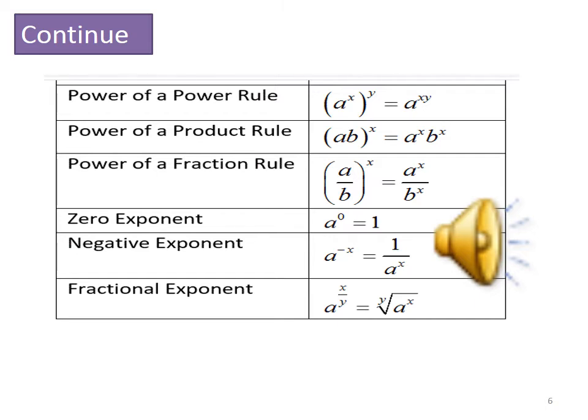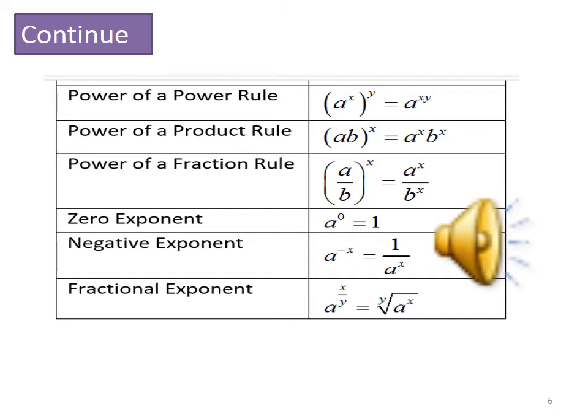Zero exponent means if you have any base having power 0, its total value becomes 1. Negative exponent means if you have any number with a negative power, you have to shift it down, and if you have any number with a negative power down, you have to shift it up. That's why a negative exponent becomes positive.